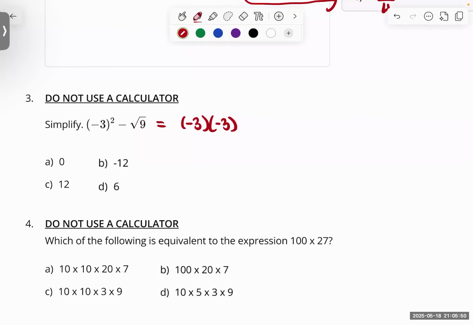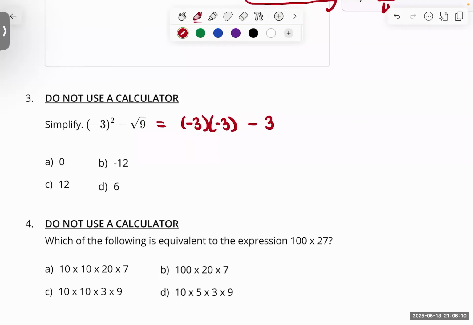Okay, cool. Minus the square root of 9. So again, a square root is essentially asking: what number times itself equals 9? And in this case, it's 3, because 3 times 3 is 9.